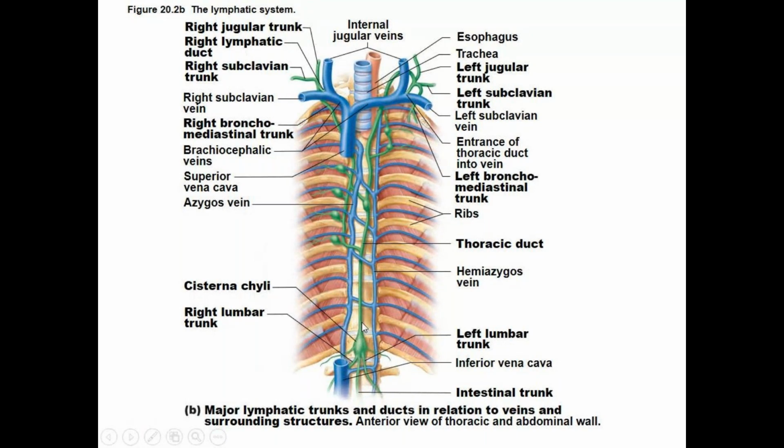Now there is this little structure here called the cisterna chyli. I'm not going to ask you to remember that. It's just a swelling at the base of the thoracic duct where those three trunks, the lumbar and the intestinal trunks, come together. The subclavian trunk is coming in from the left side here and the right side, the jugular trunk coming up from the head, and the bronchomediastinal trunk coming down here.